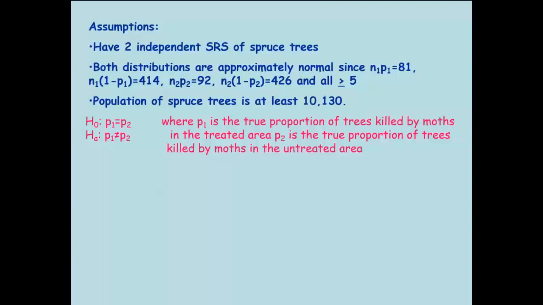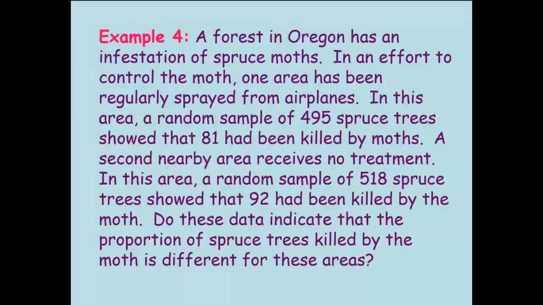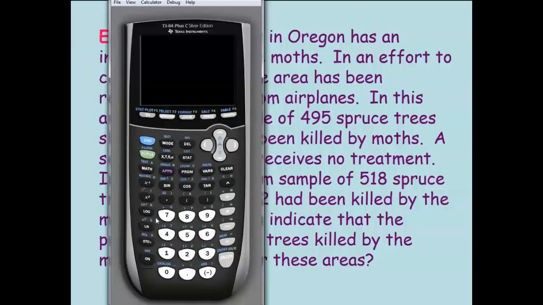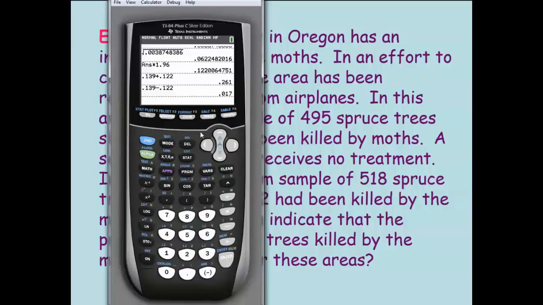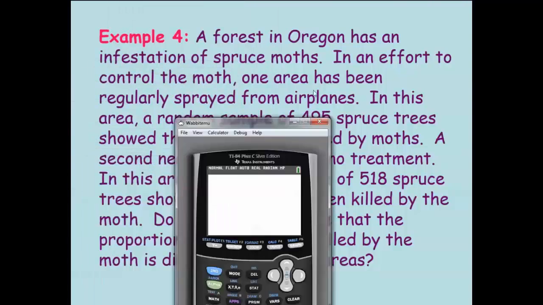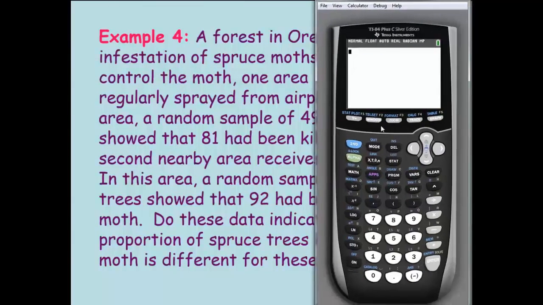Alright, then we go back and collect up all of our numbers, going back to the P1 and the P2. So let me go back to our original problem. Let me pull out a calculator just so we can recognize what these numbers are. So our proportion of the first sample is 81 out of 495.